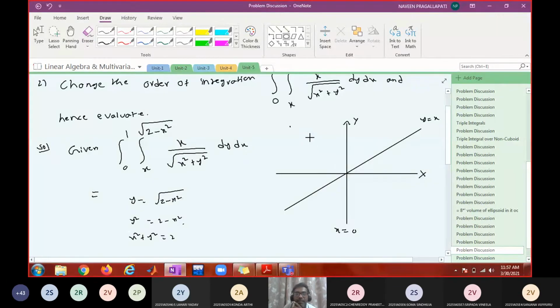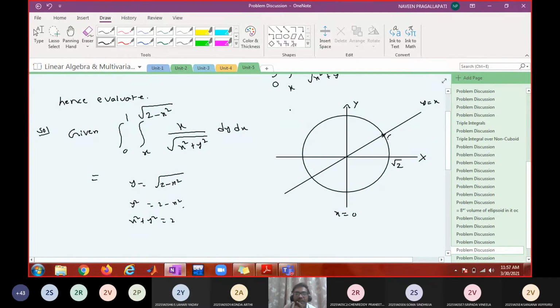Let me draw a bigger circle. Okay, so radius is root 2. And this is y. So what is the point of intersection of the circle with y equal to x? 1, 1. This is 1 comma 1. So the line will be passing through like this. So the extent of the region is from here to here only, x equal to 0 to x equal to 1. The entire region is in between these two.